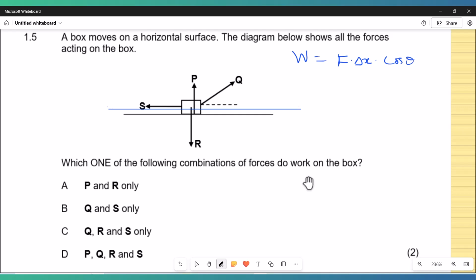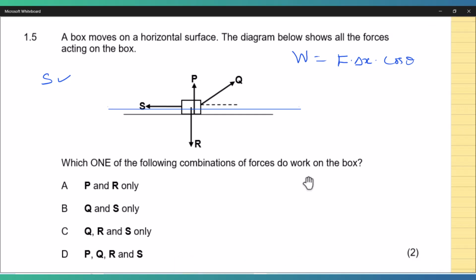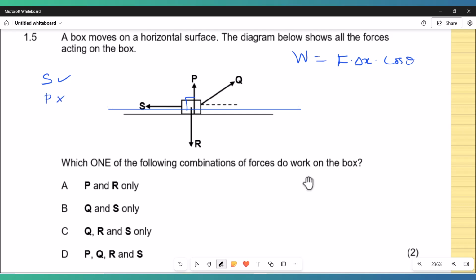So that means the force S does work. Now look at my force P. As you can see, P is perpendicular to the displacement. This is 90 degrees, which means cos of 90 is 0. 0 times delta x times F gives me 0. So my force P doesn't do any work because of the theta being 90.